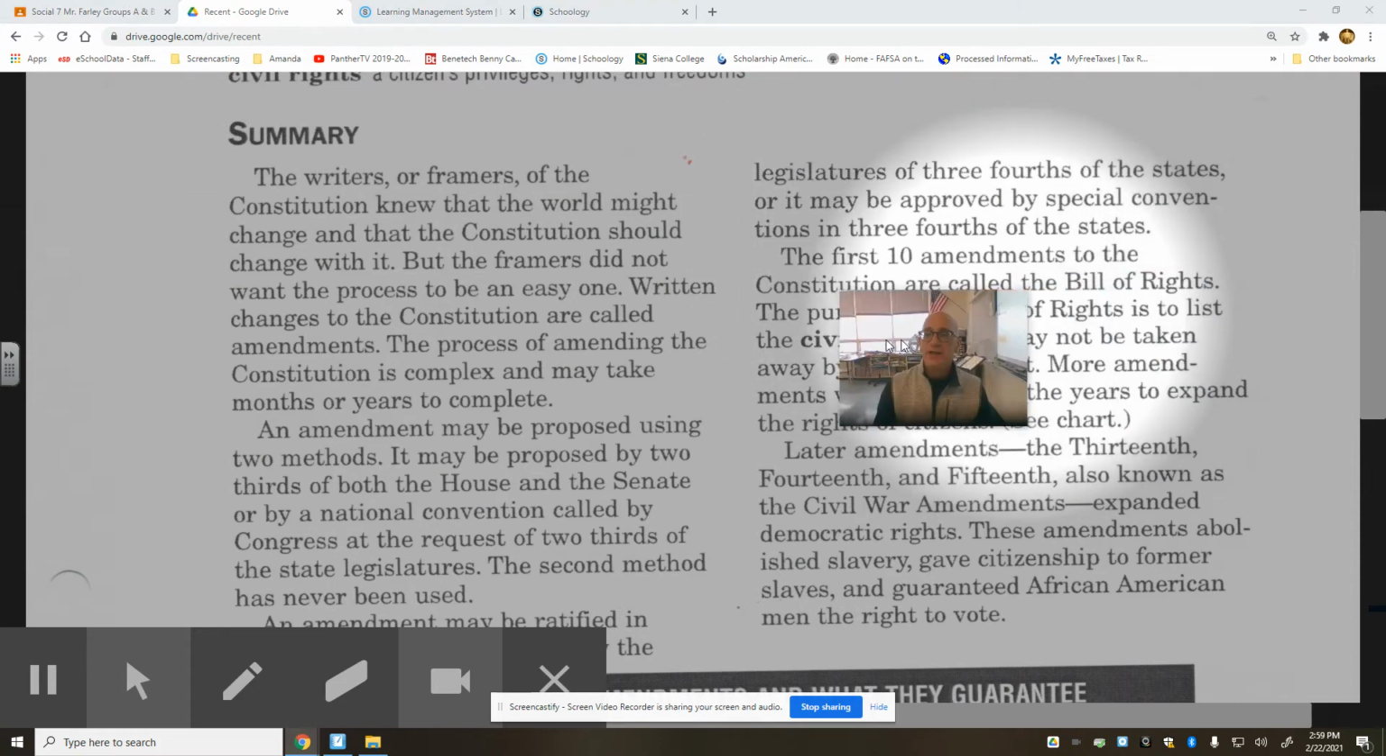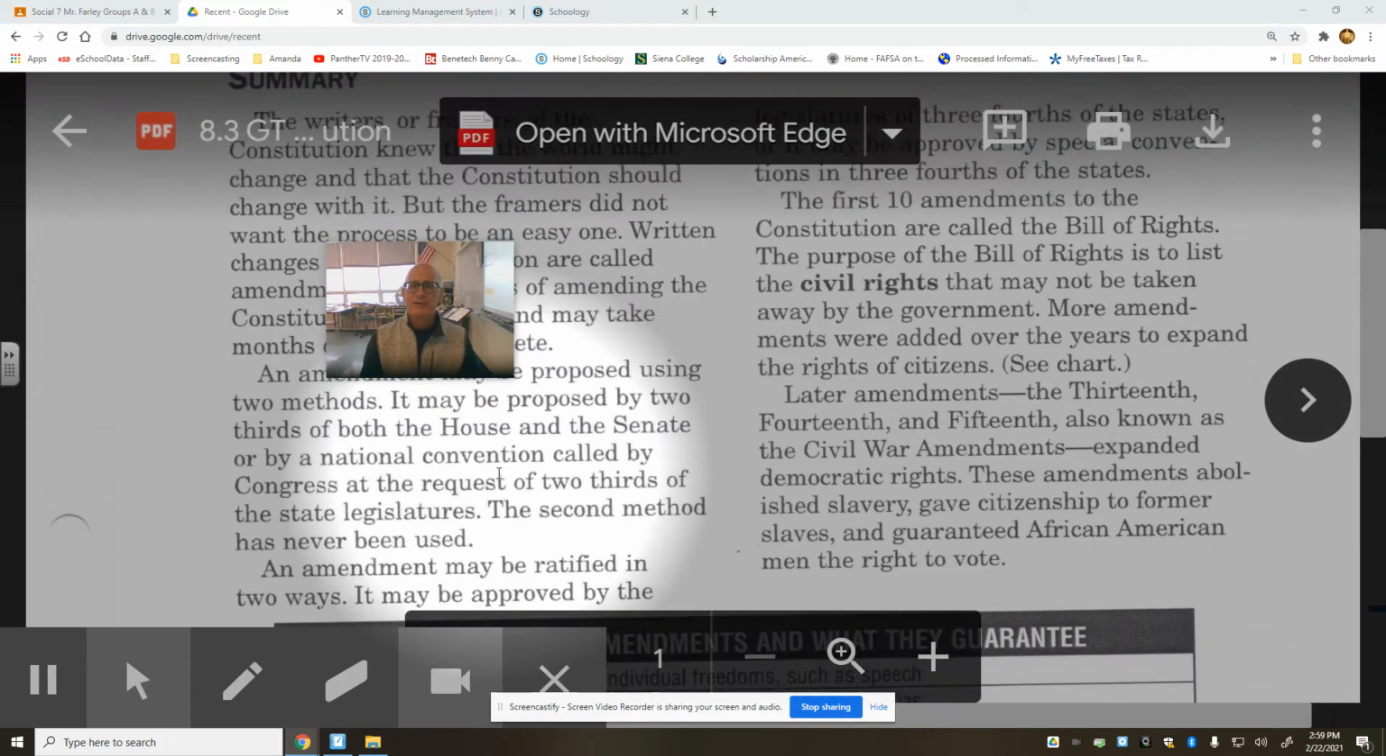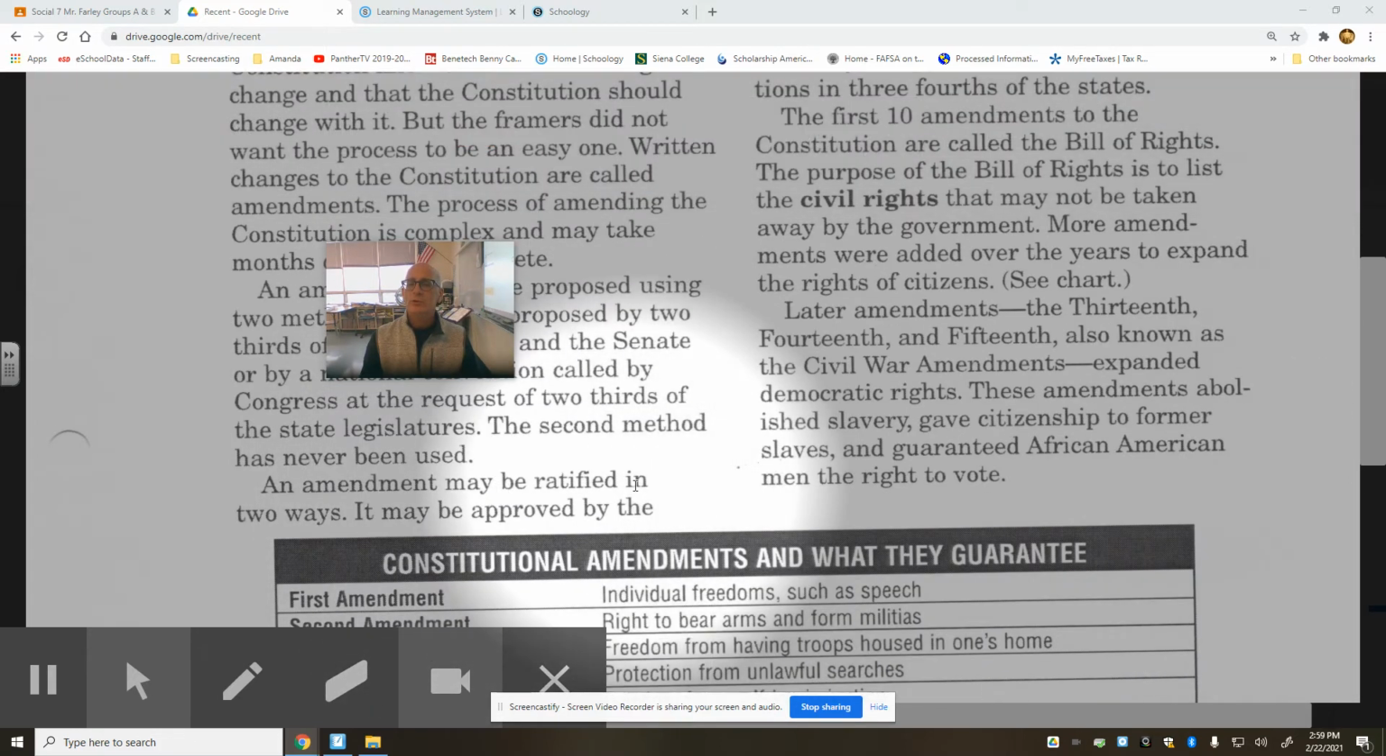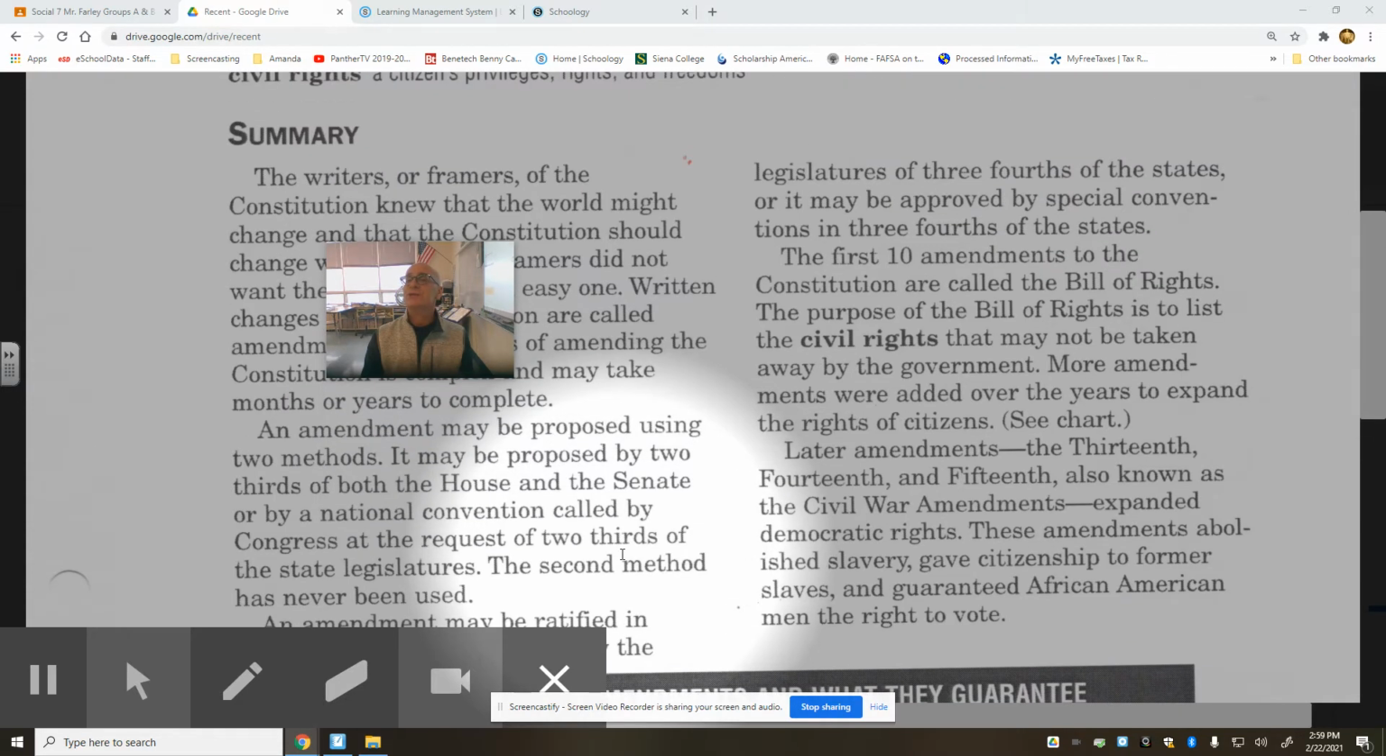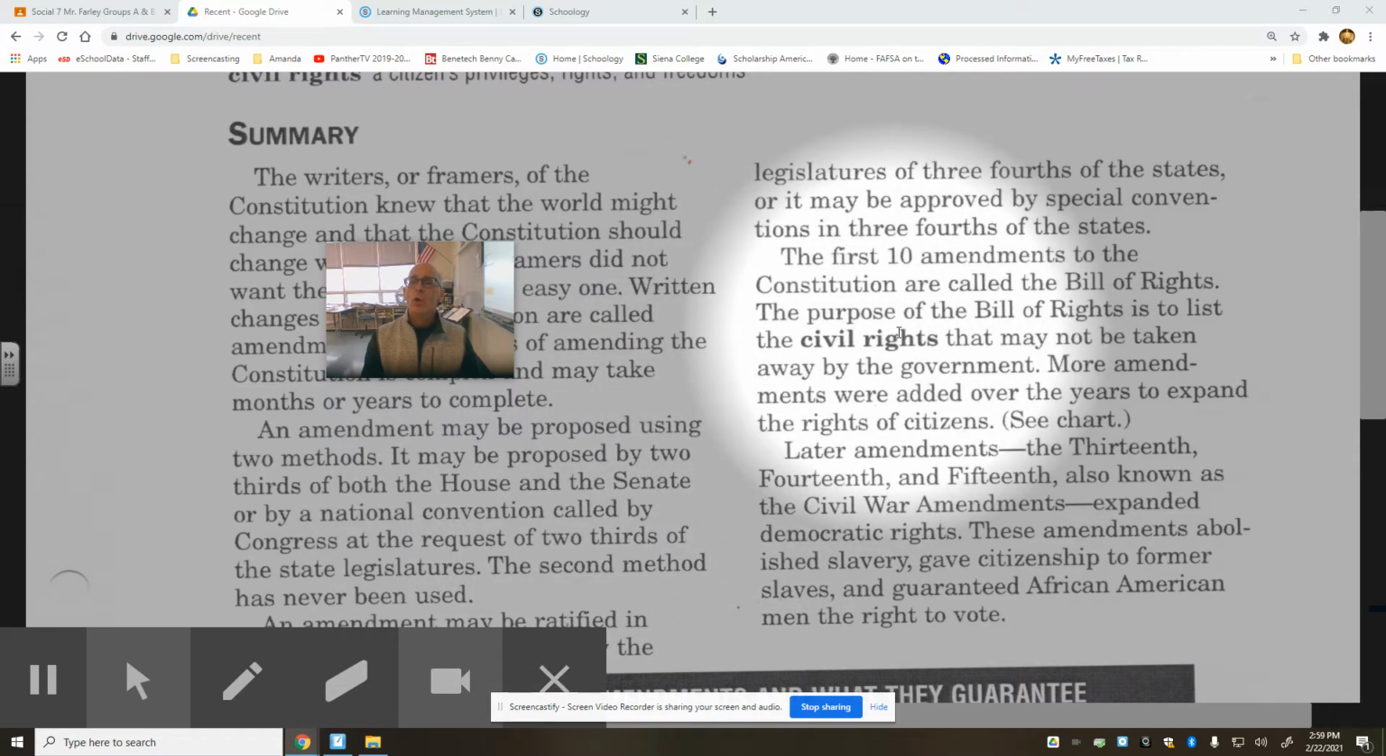So again, let's look at that and address that specifically. An amendment can be approved in two ways. It may be approved by legislatures of 3/4 of the states, 3 out of every 4, or it may be approved by a special convention in 3/4 of the states.